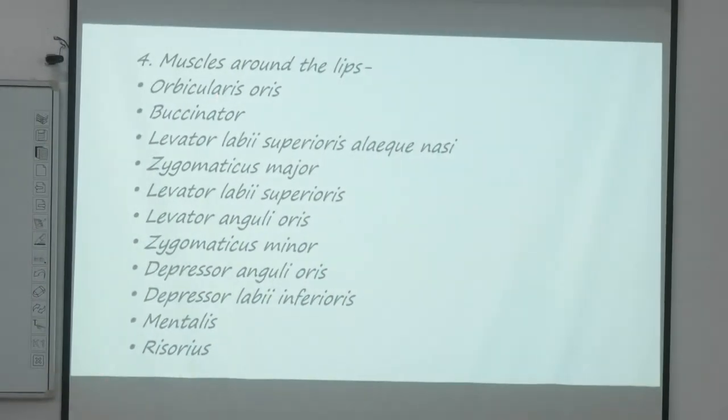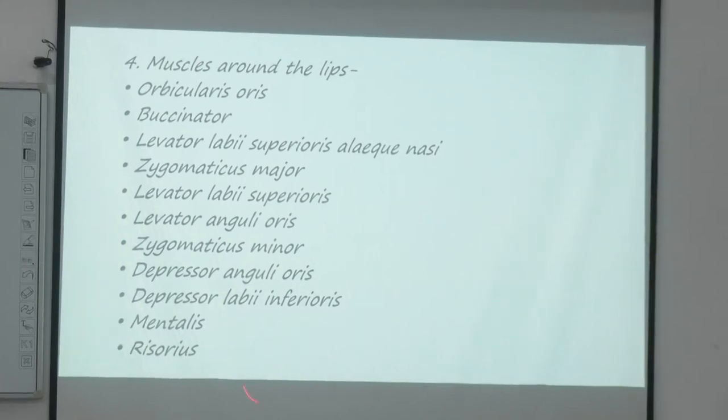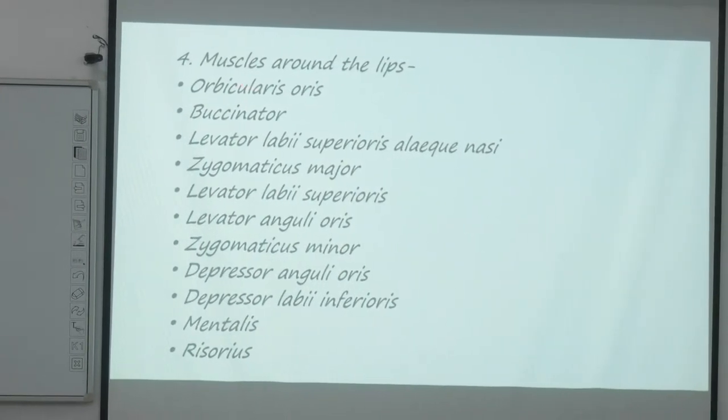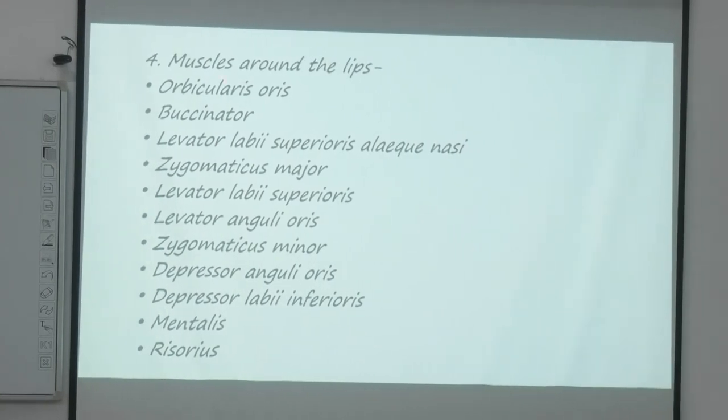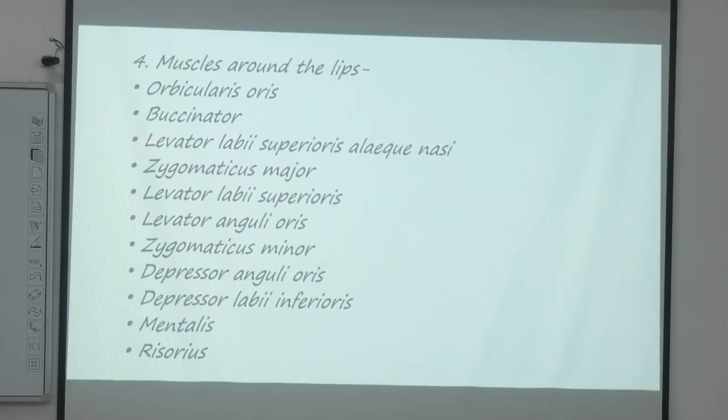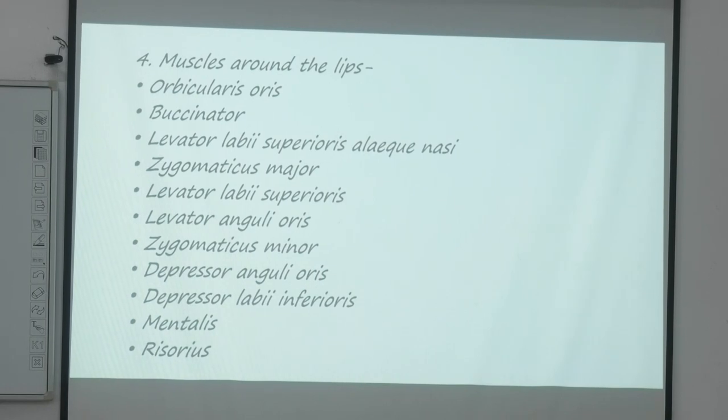Next. Now muscles around the lips. So many muscles are present here. All these muscles will be asked. Orbicularis oris, buccinator, levator. These are important muscles. Orbicularis oris and buccinator can come as a short note.